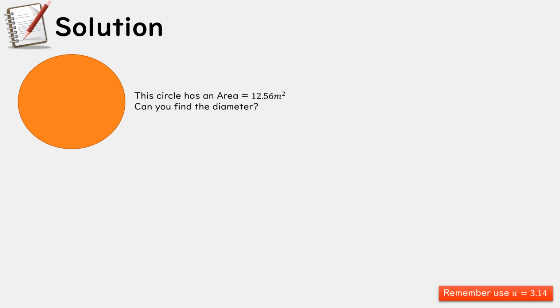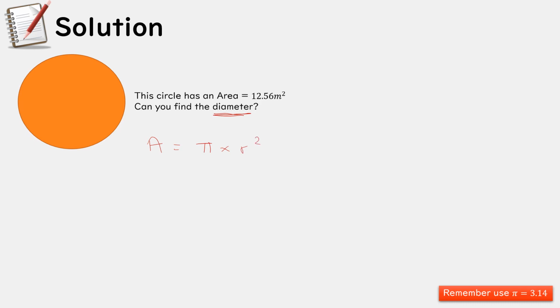Okay, again, this question looks very similar, but make sure you don't make a mistake. It actually wants us to find the diameter, which means we'll just have to do one extra step compared to the other questions we've done. So again, let's write out the formula. Area equals pi times by the radius squared.